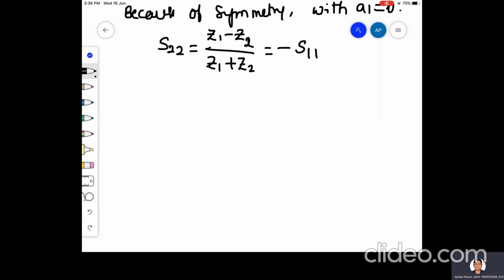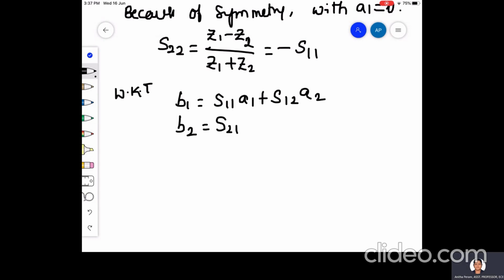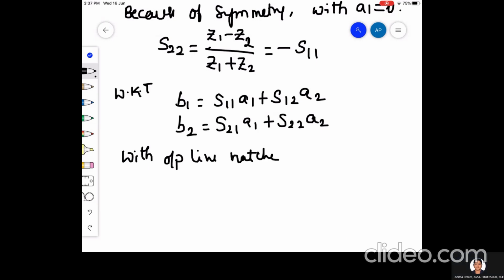Now we are left with S12 and S21. That I can determine by using the generalized formulas of the S matrix. We know that for a two-port network, you can write B1 as S11A1 plus S12A2. Similarly, B2 is nothing but S21A1 plus S22A2. With the output line matched, that means A2 is 0. Substitute in that.